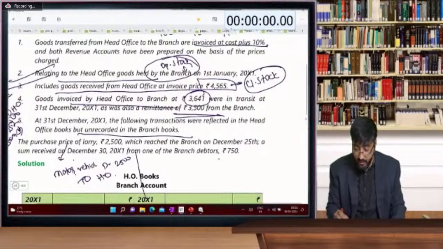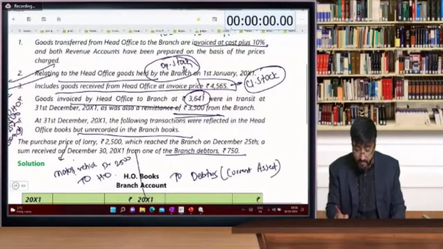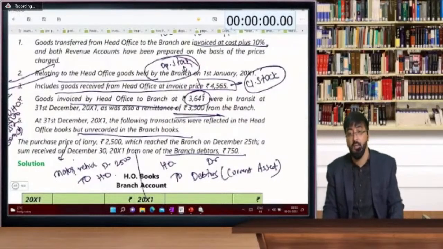And the second one: branch debtors paid 750. So debtors have to be cancelled. Debtors means current asset. Now here it is in current assets. And this amount is receivable from HO. And these two entries you have to pass in the books of the branch. So this is a 750 entry.